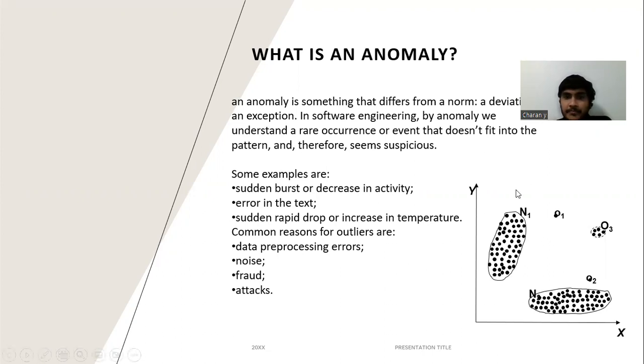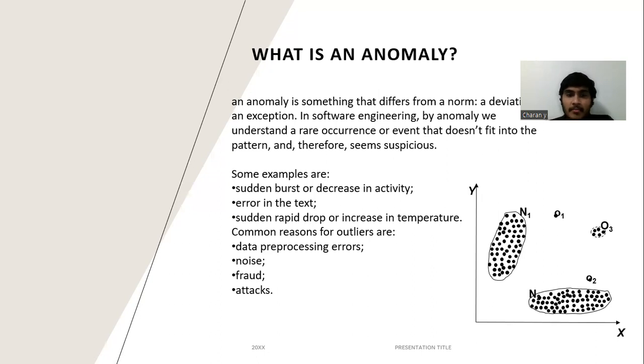This is a simple example. Here we can see O1, O2, and O3. These dots are anomalies. These are different from N1 and N2. Generally speaking, an anomaly is something that differs from norm, deviation, and expectation.